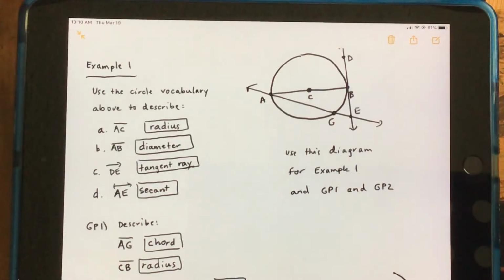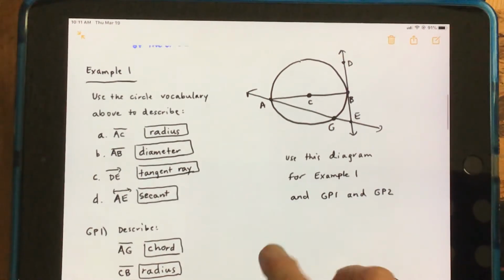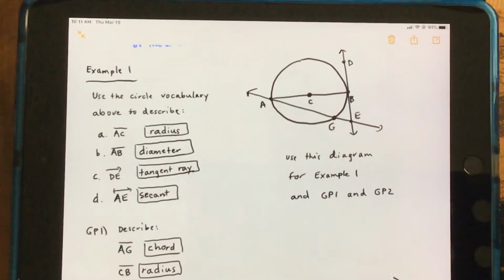Ray DE, we know that's a ray because of the symbol above those two letters. Ray DE will be a tangent ray because ray DE touches the circle at point B. So we have a tangent ray for ray DE. And then the line AE will be a secant. It is a line that passes through 2 points on the circle.